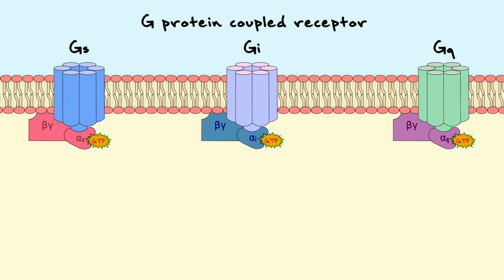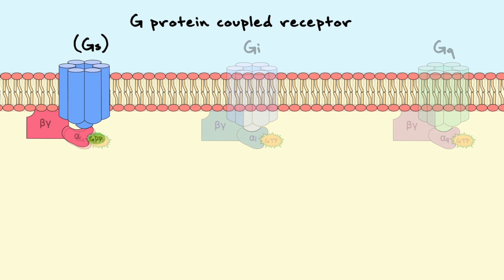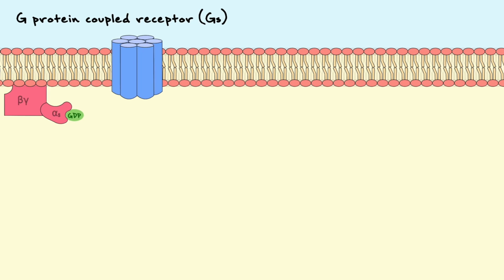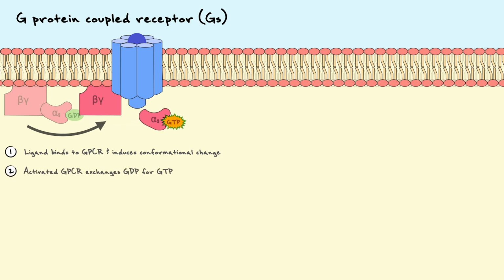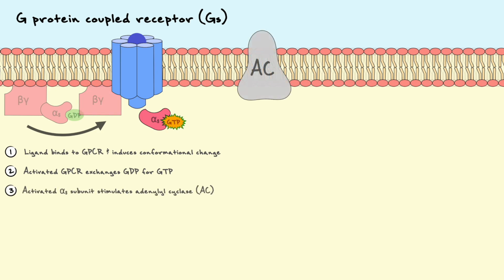The first G protein pathway that we will consider is the Gs pathway. Here again, we have our metabotropic G protein coupled receptor and our G protein. This pathway begins just as we have previously described. The ligand of the GPCR binds and induces a conformational change in the receptor. The activated receptor can now exchange the GDP on the alpha subunit for a GTP molecule, which activates the G protein and causes the dissociation of the alpha subunit. The activated alpha S subunit can now interact with its effector protein.